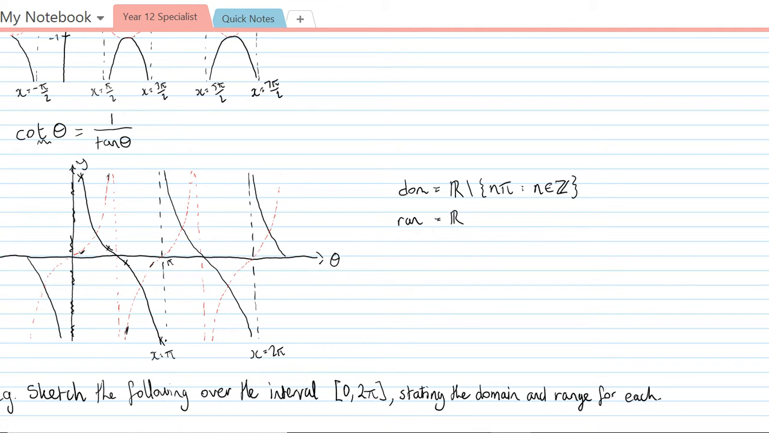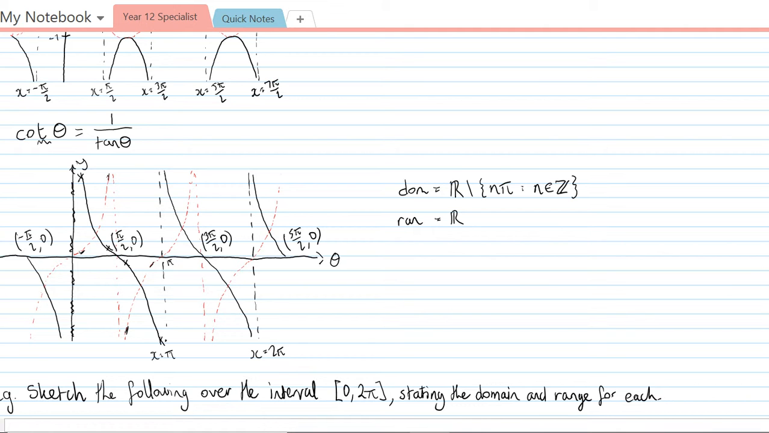So one other thing that I will do here is I will mark in the coordinates of the x-intercepts because they might come in handy later on. So if this was an asymptote at pi, then that makes this here pi on 2, comma 0. It makes this one here 3 pi on 2, comma 0, and then 5 pi on 2, comma 0, and also back over this other side, negative pi on 2, comma 0.